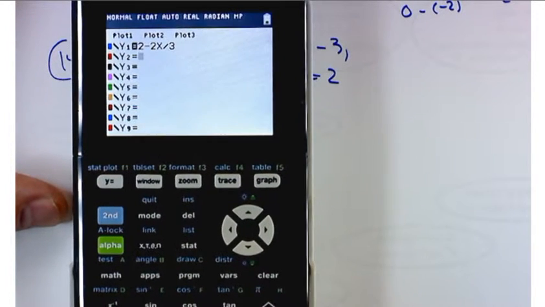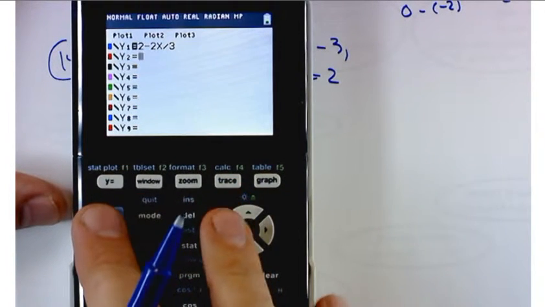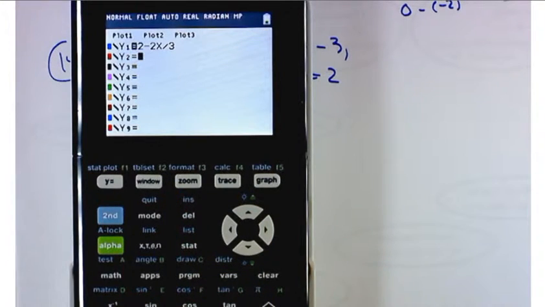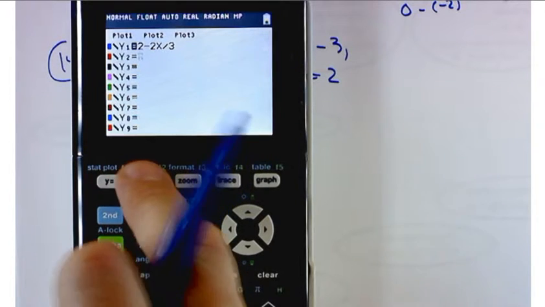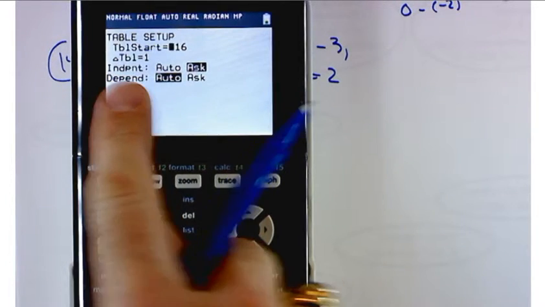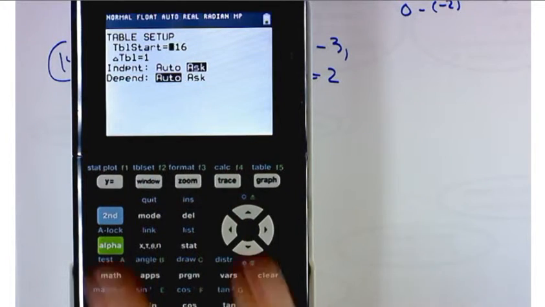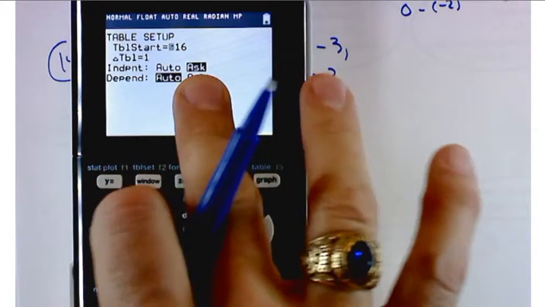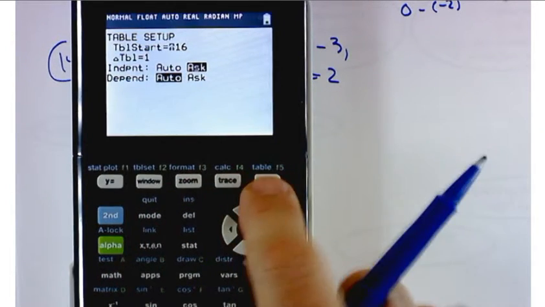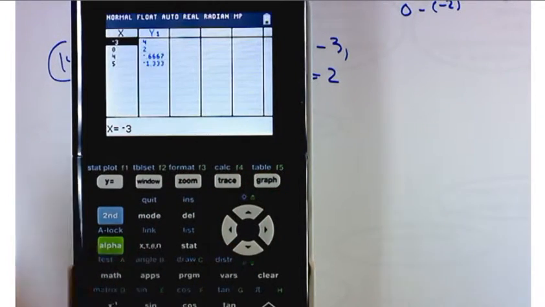Now let's go to our table. Have we taken the time to set up our tables so that we can choose our points? Yeah. We did that the other day. In case you didn't, second and then the window key, make sure your independent is set to ask. If not, go over to ask with the cursor, press enter, then hit the second key and then the graph key, which gets you to the table.